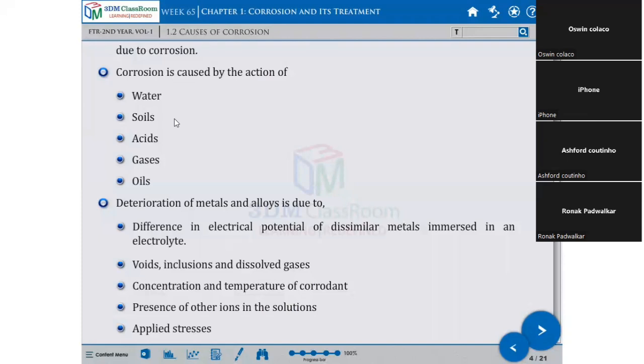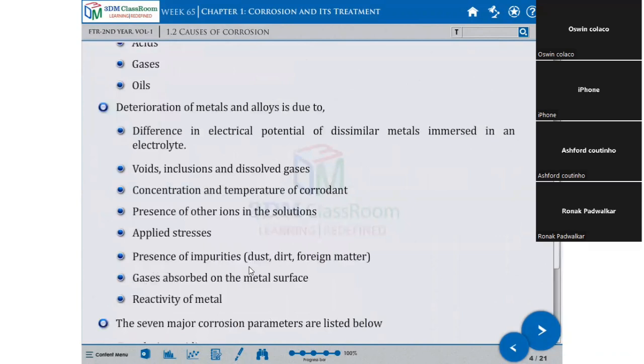Deterioration of metals and alloys is due to the difference in electrical potential of dissimilar metals immersed in an electrolyte, voids, inclusions and dissolved gases, concentration and temperature of the corrodant, presence of ions in solution, applied stress, and presence of impurities, dust, dirt, and foreign matter.